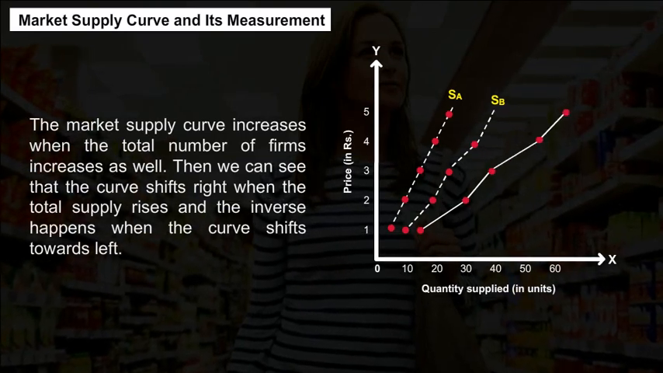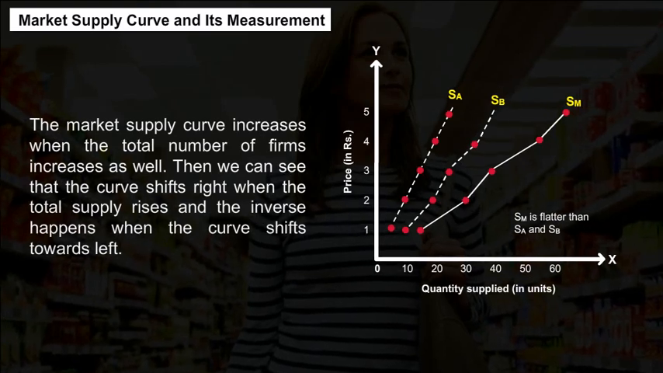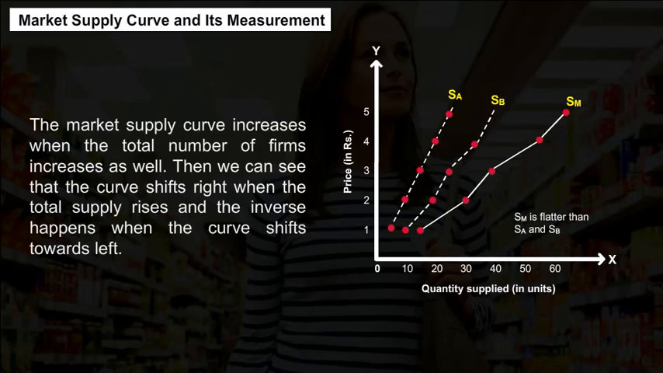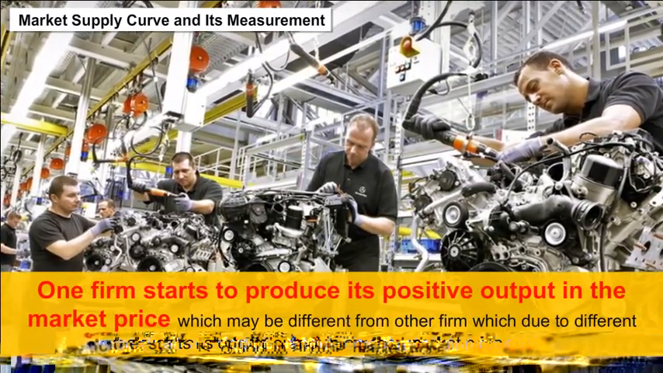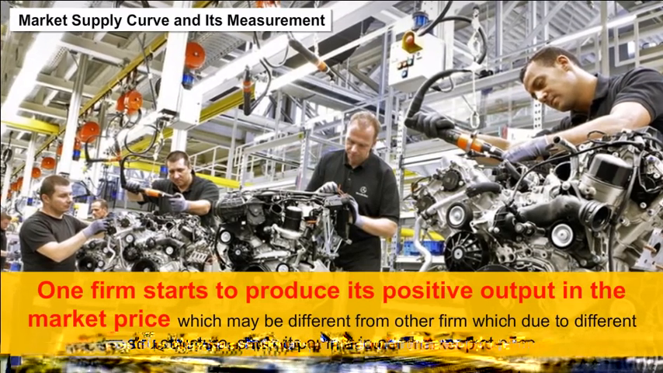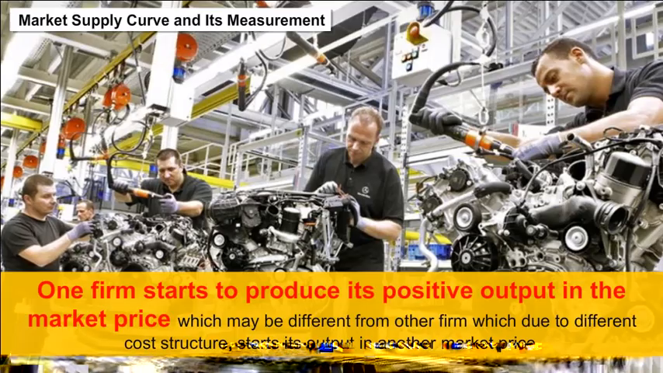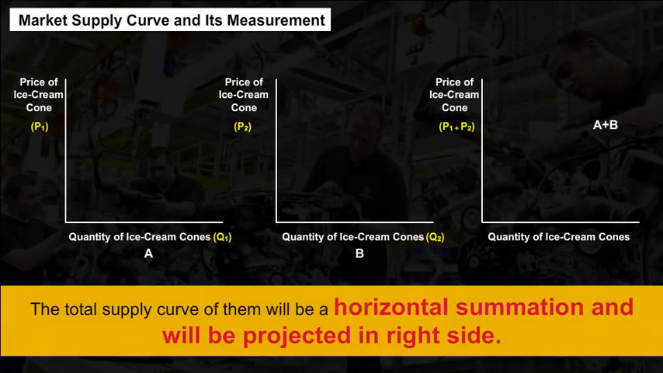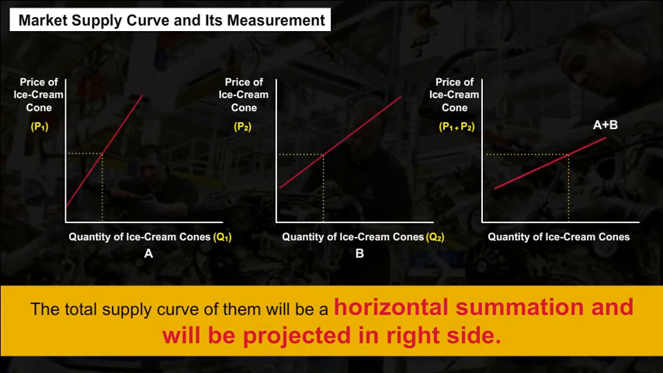Then, we can see that the curve shifts right when the total supply rises, and the inverse happens when the curve shifts towards left. One firm starts to produce its positive output at one market price, which may be different from another firm, which due to a different cost structure starts its output at another market price. The total supply curve of them will be a horizontal summation and will be projected on the right side.